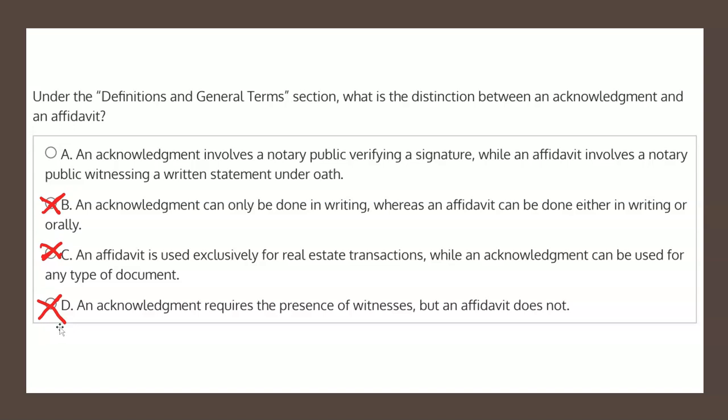Which leaves by process of elimination choice A, which is another tip when you're answering the questions, that even if something may be somewhat uncertain, oftentimes you can certainly eliminate the other three choices to leave you with the fourth choice, such as the case over here. And with that in mind, choice A, an acknowledgement involves a notary public verifying the signature, while an affidavit involves a notary public witnessing a written statement under oath, is the correct solution.